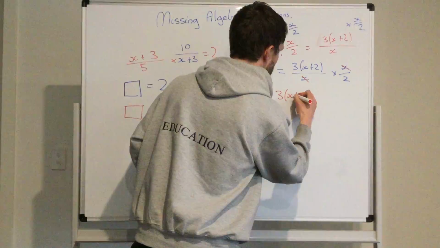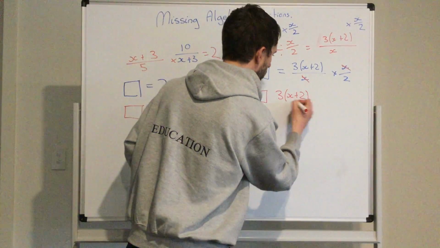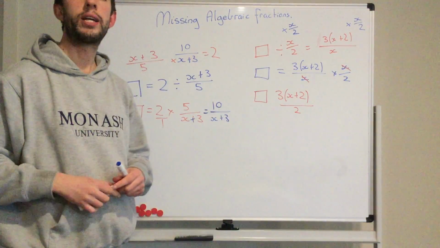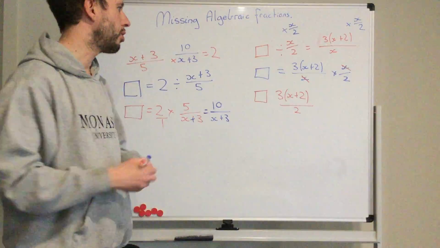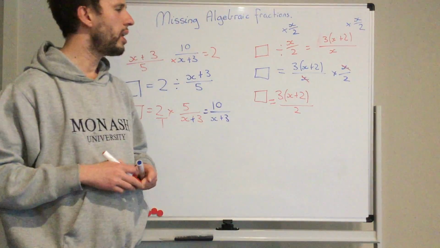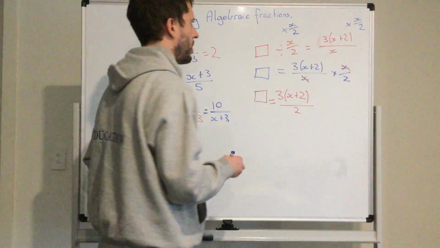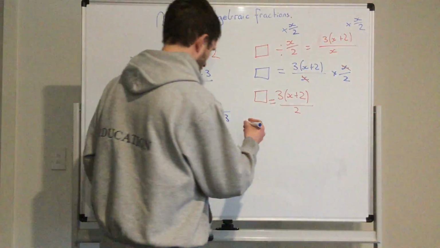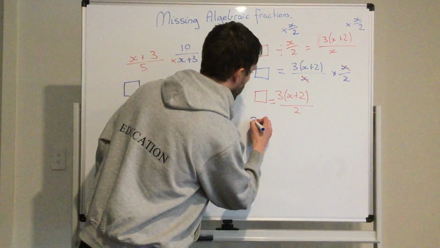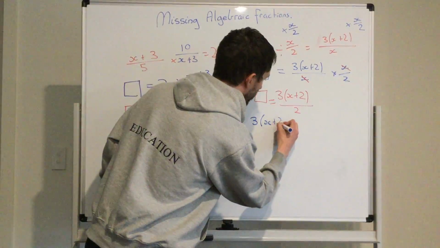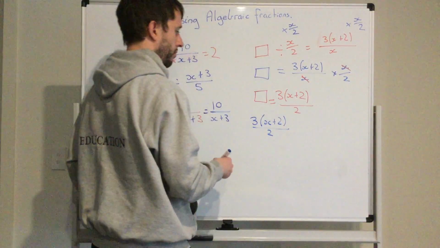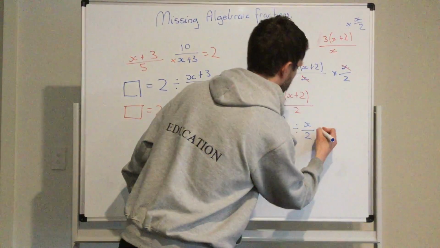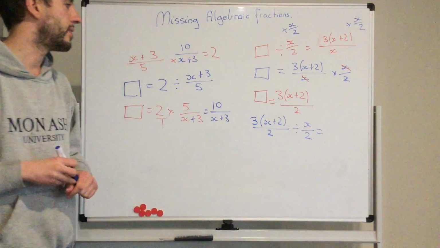3x plus 2, 1 times 2 is 2. So 3 in brackets x plus 2 in brackets divided by 2. Now let's double check if we've got the right answer. Because remember what I said, once we've got an answer, we can double check if we have done everything right. So where that box was, I will put this answer divided by, and let's see if I get that final answer.